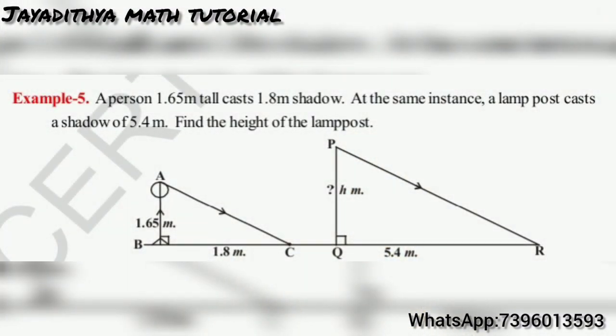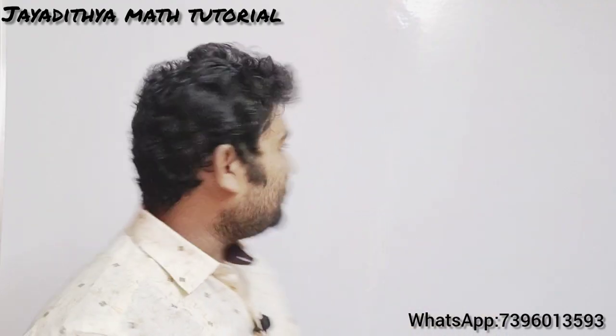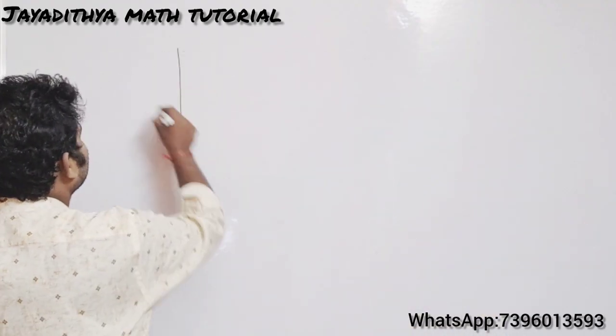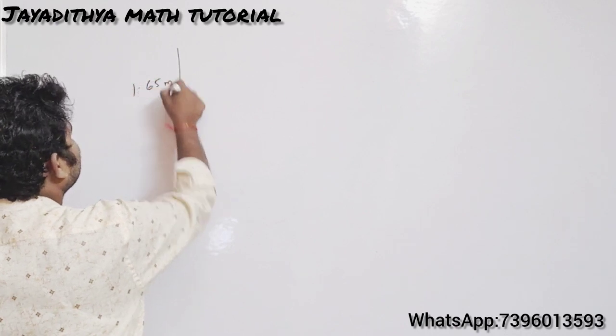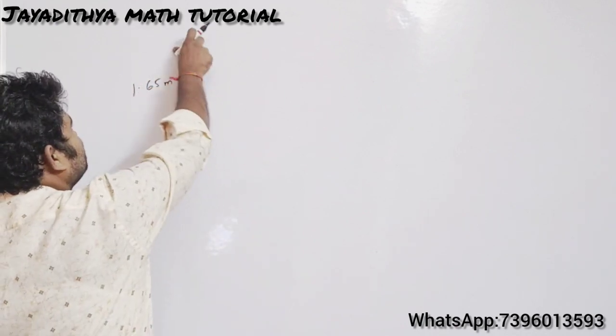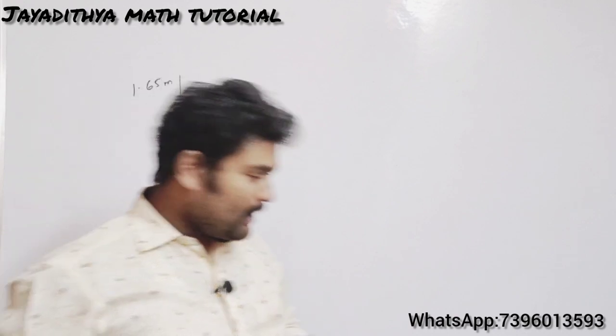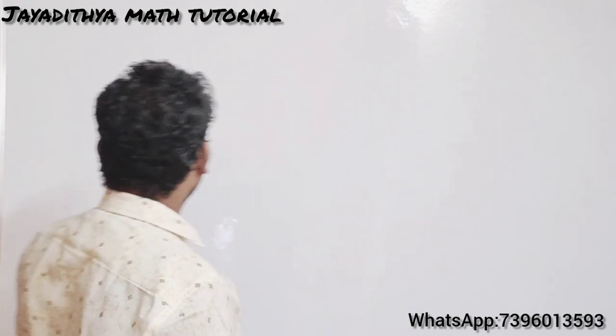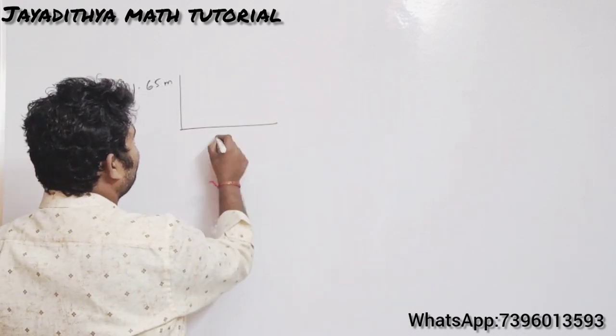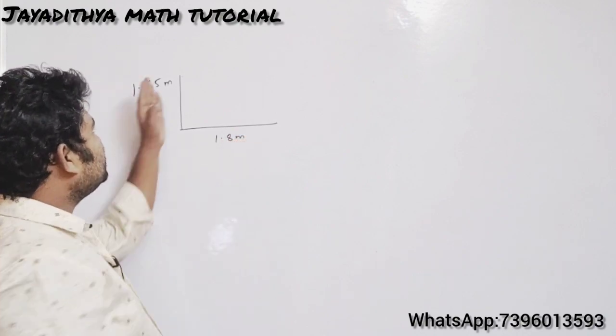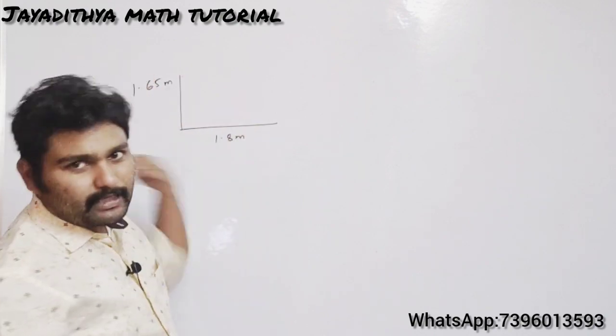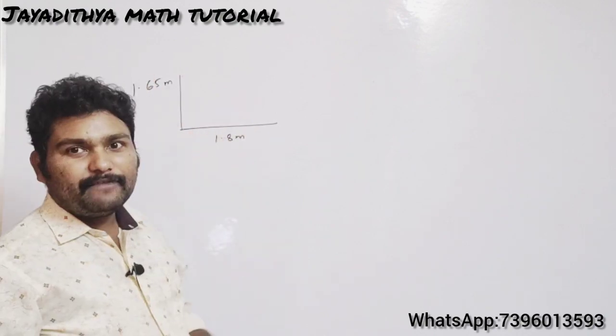A person 1.65 meters tall casts a shadow of 1.8 meters. If a person is standing like this, obviously the shadow will be on the ground itself. Okay, so this is the information.